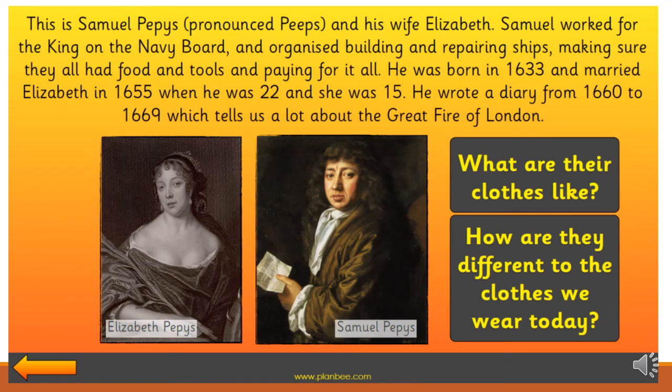So this is Samuel Pepys and his wife Elizabeth, and he's a very important historical figure because he wrote a diary during the time that the Great Fire of London happened, and we're going to have a look at his diary a little bit more in the coming weeks. But look at the clothes that they're wearing. How different are they to the clothes that we wear today? Look at his hair. Look at her jewellery that she's wearing. Portraits often give us a clue as to what life was like in the past.